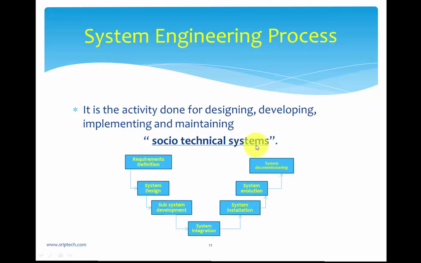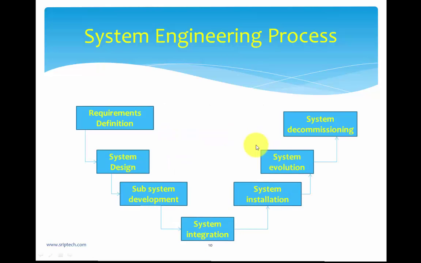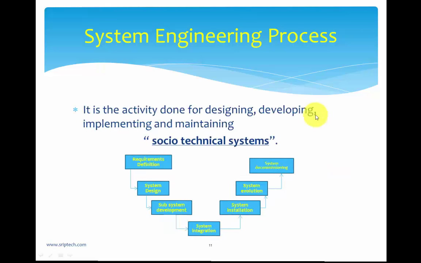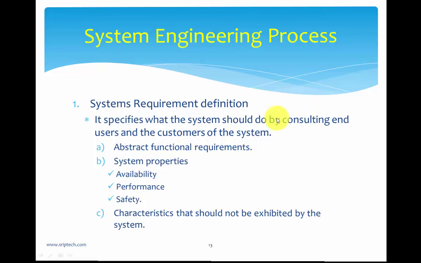Now we will look stage by stage at what happens in the system engineering process. I have explained the system engineering process and given you the various steps here. Now we'll look into what happens from requirements definition through to system decommissioning. We have already seen system requirement definition. Requirement definition was a term we used in the waterfall model. What do you mean by requirement definition? Understanding the requirement. Whether you want to build software or a system, both require requirements.